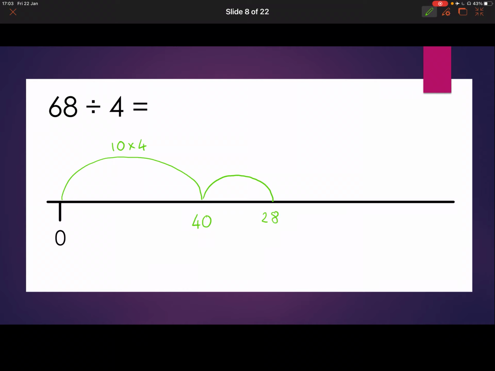Well, how many 4s are there in 28? 4, 8, 12, 16, 20, 24, 28. That's 7 4s. 7 jumps of 4. I didn't write out all the individual jumps. It would have taken me too long. That jumped me 40. This jumped me 28. So how many jumps did I do in total? I did 17 jumps. 17 groups of 4 in 68.